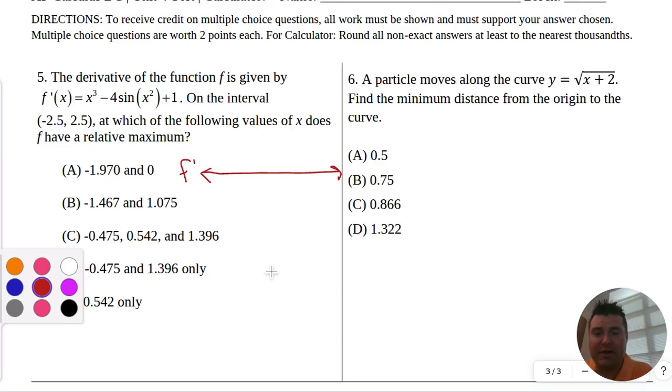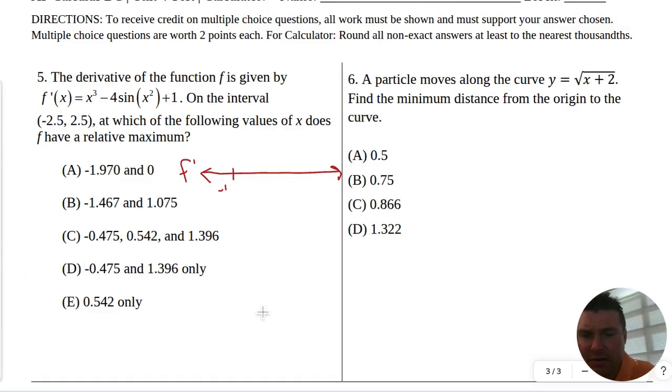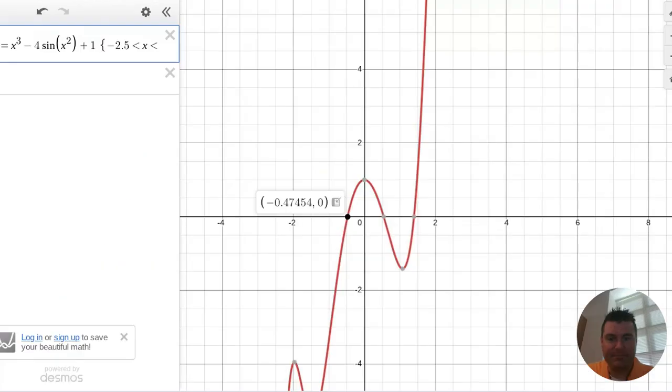Well, I really only care about from negative 2.5 to 2.5, but anyway, I have my first one here at negative 0.475, I believe it was. And then I have one right here at 0.542. And then I have one right here at 1.396. I'm going to real quickly verify that. Those are all correct. Yeah, we're good.